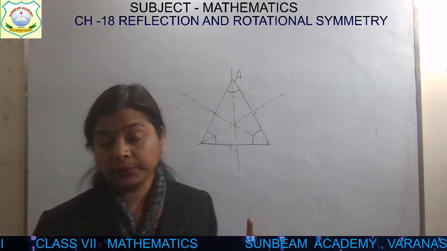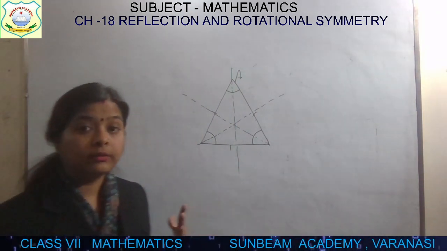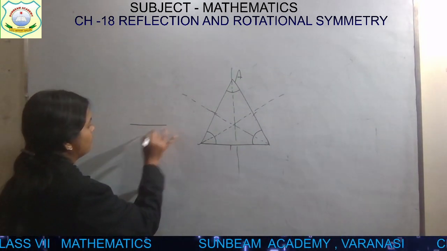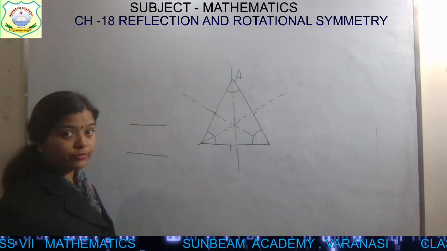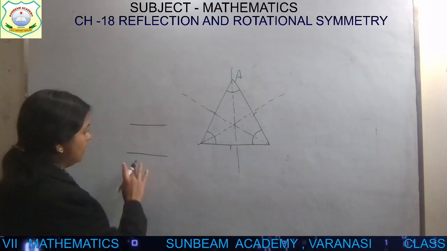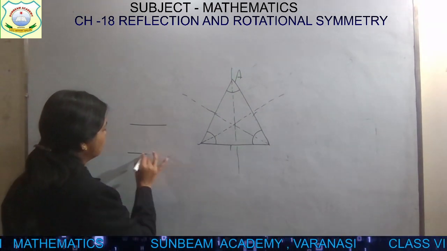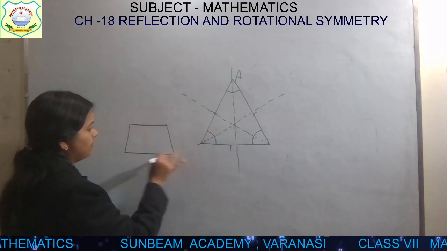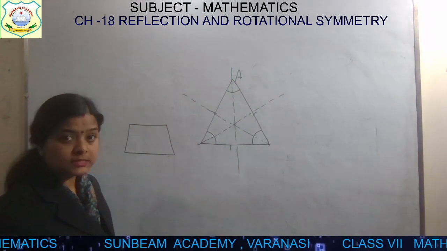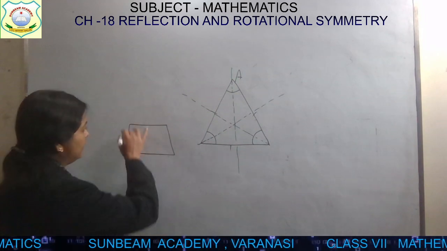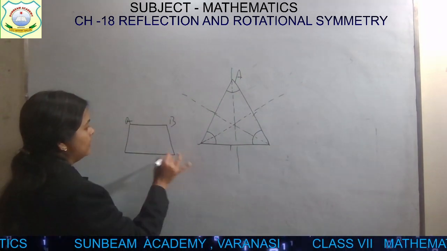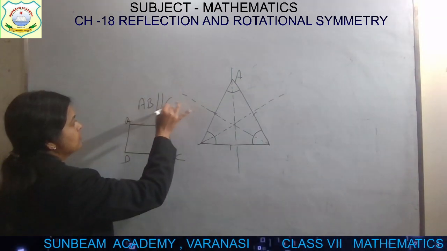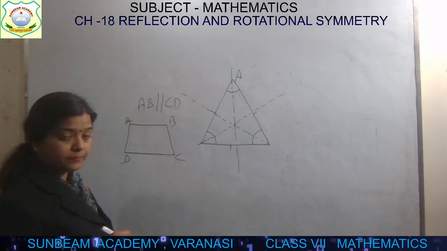I told you in the previous class, what is a trapezium, children? If in a quadrilateral one pair of opposite sides are parallel, and the other two sides are not parallel, it is called a trapezium. Here AB is parallel to CD. So it is called a trapezium.